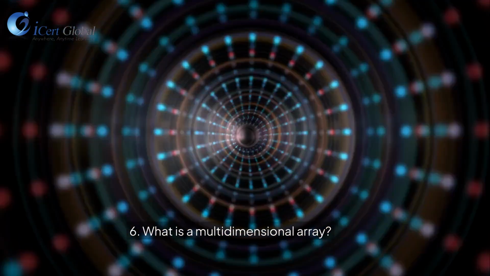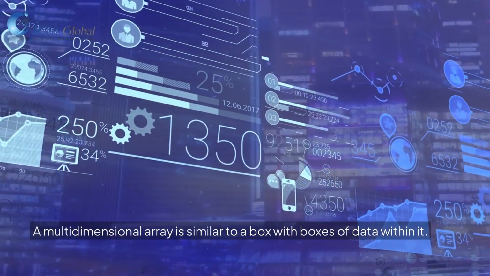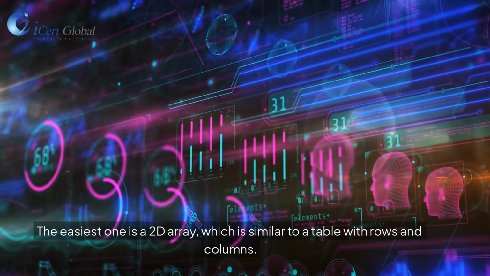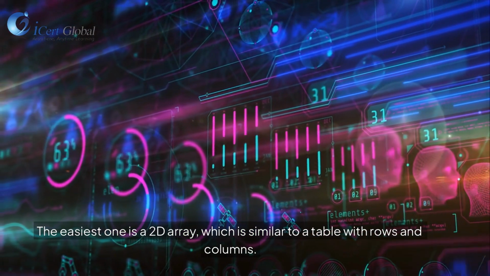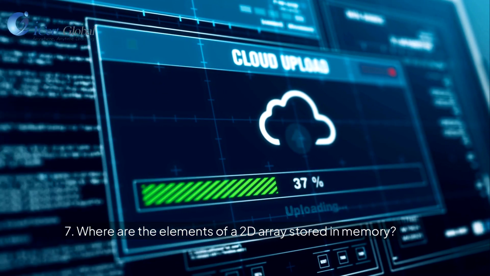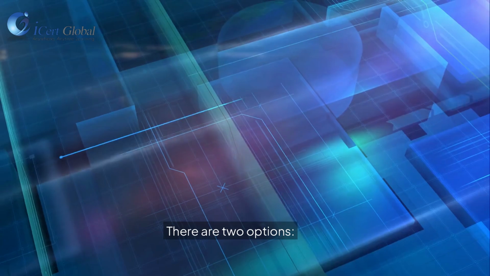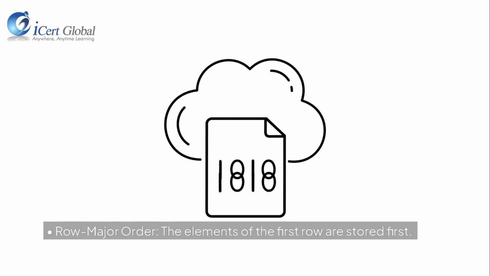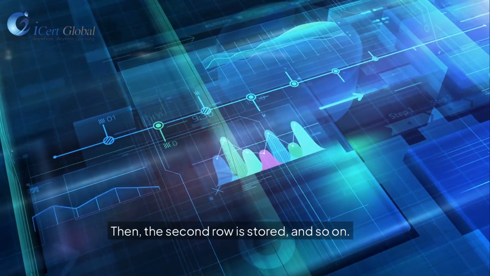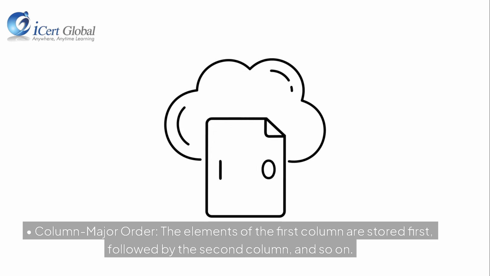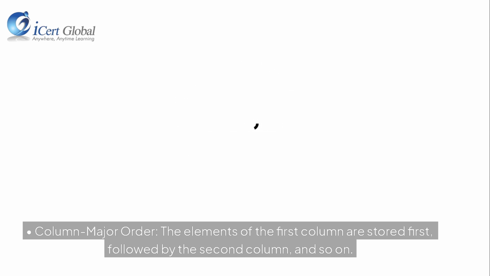6. What is a multi-dimensional array? A multi-dimensional array is similar to a box with boxes of data within it. The easiest one is a 2D array, which is similar to a table with rows and columns. 7. Where are the elements of a 2D array stored in memory? There are two options: row major order, the elements of the first row are stored first. Then, the second row is stored, and so on. Column major order, the elements of the first column are stored first, followed by the second column, and so on.